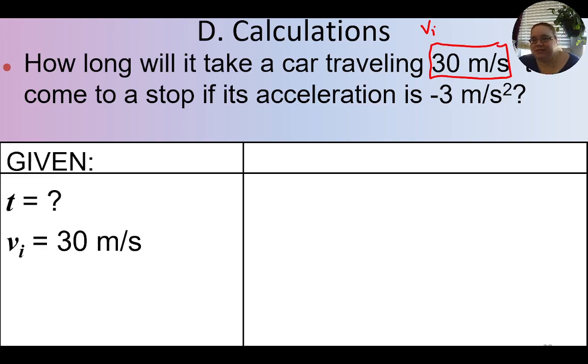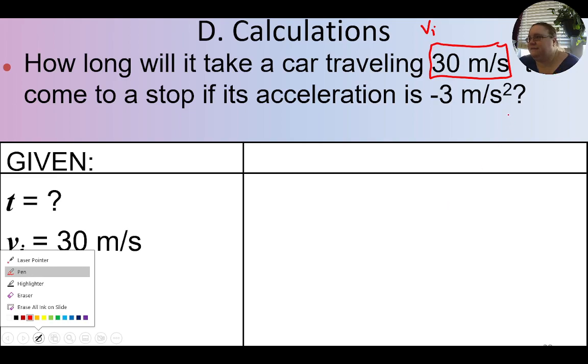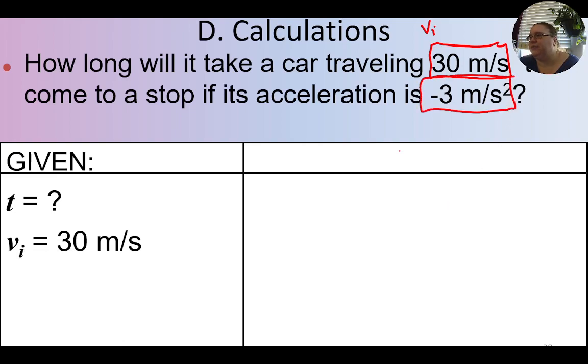So we can also see that we have another given, negative 3 meters per second. That unit has an exponent. That is a dead giveaway that it is acceleration. So even if the problem doesn't tell you that it's acceleration, meters per second squared always means acceleration. So it's asking us to find our time.